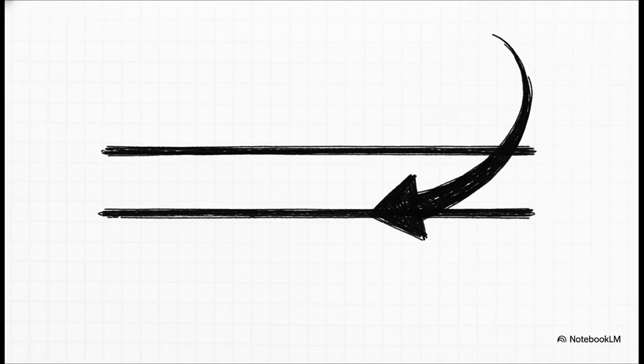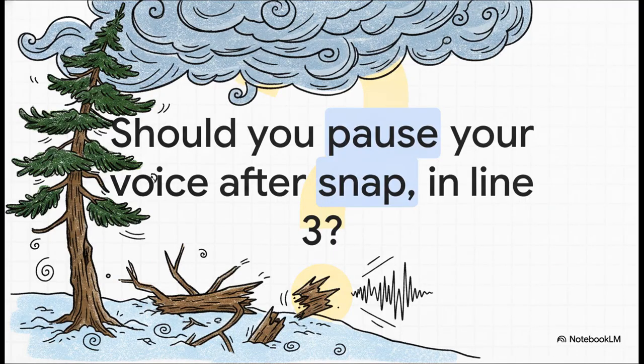Okay, if you said no pause, you are absolutely right. This is a classic example of enjambment. Because there's no punctuation after howling, and because the syntax of the phrase howling through the dark forest completely relies on staying connected to make sense, your voice must read straight through the line break to keep that meaning intact. Awesome. Let's try pause check number 2.